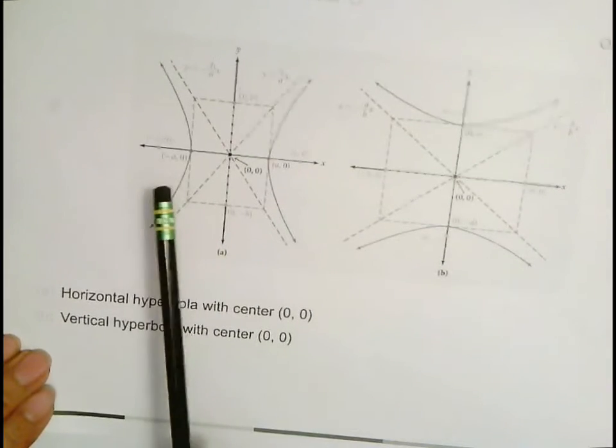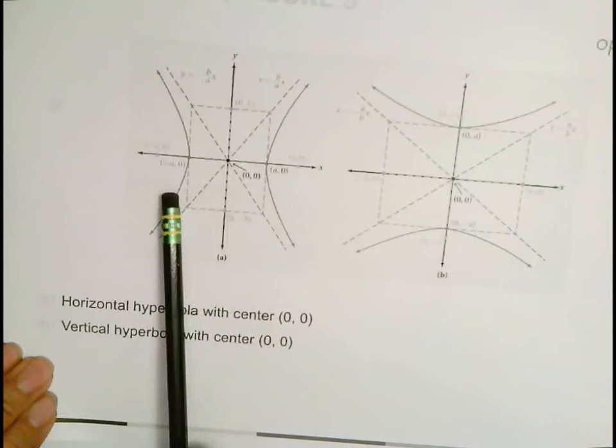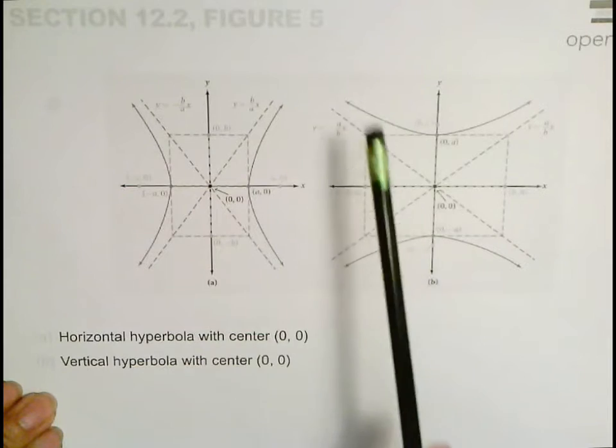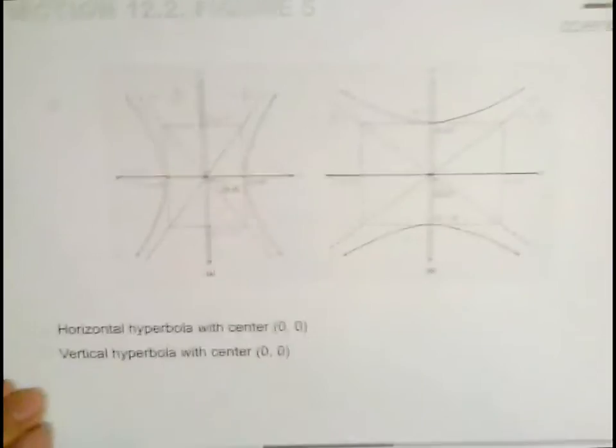Here we have a horizontal hyperbola. You see branches opening left and right. Here we have a vertical hyperbola. The branches are opening up and down. So this is vertical, this is horizontal.